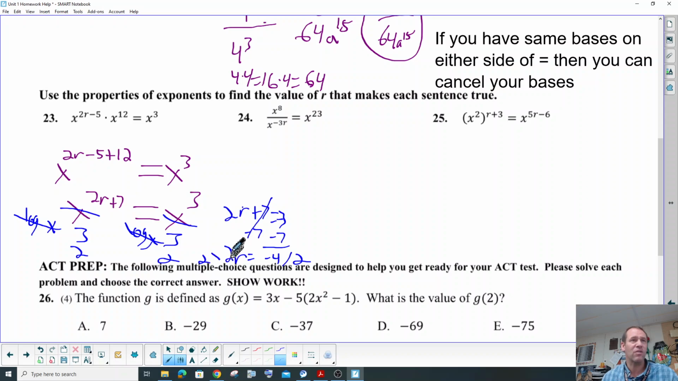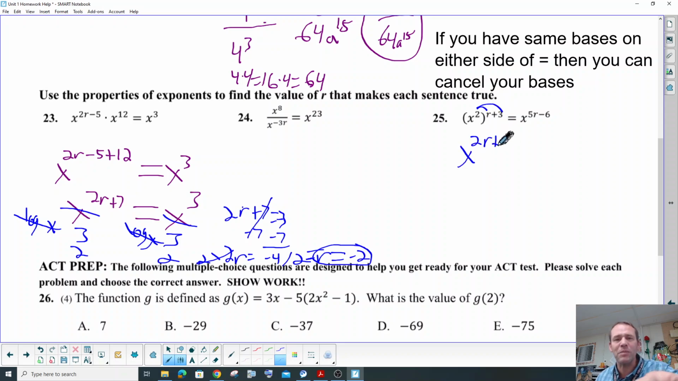Divide by 2. And when you do that, you get r is equal to negative 4 divided by 2, which is negative 2. And that's our final answer. Good job. Show your work. Good. So you try 24 on your own. And for time's sake, try 25 on your own too. But don't forget to distribute, right? Because we're multiplying. And then after you do that, I can do 25.